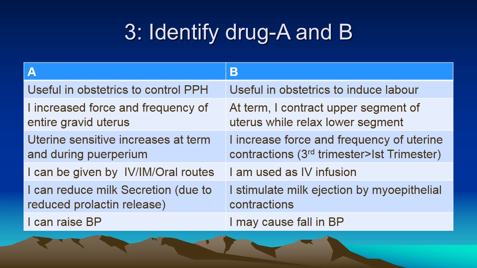A can be given by all routes, whereas B is given by IV infusion only. A reduces milk secretion, whereas B stimulates milk ejection, not secretion, but ejection by myoepithelial contraction. Blood pressure may rise with one, blood pressure may fall with the other. So this is how there are two similar acting drugs with almost similar indications, but differentiation has to be made.